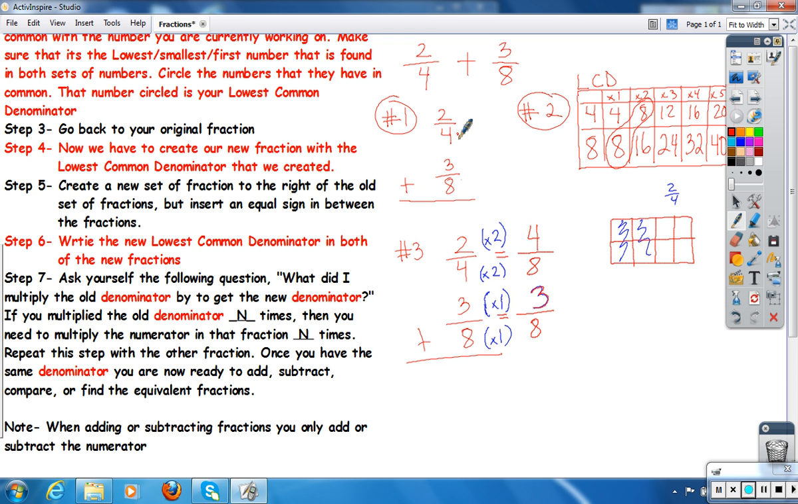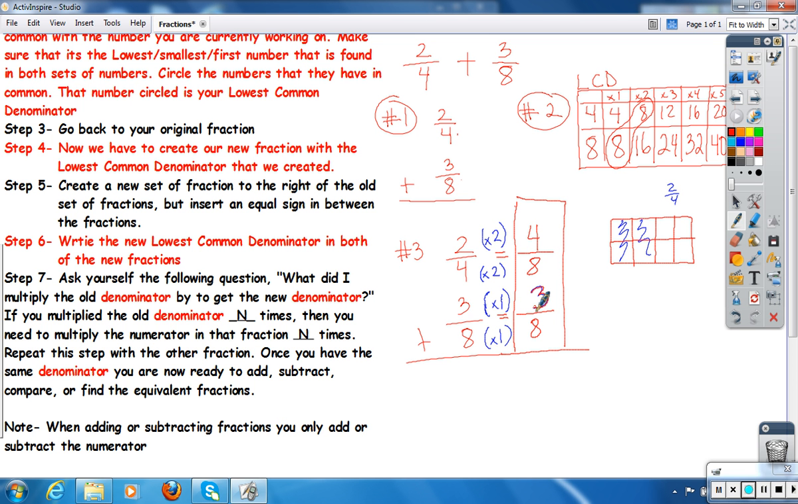Now, give me a second. So now that we have the same denominator, we are ready to add, subtract, compare, or find equivalent fractions. In this case, what are we doing? We're adding, right? But now this is our new problem here. We need to ignore all this other work we just did. Now, this is our work. This is the new fraction.